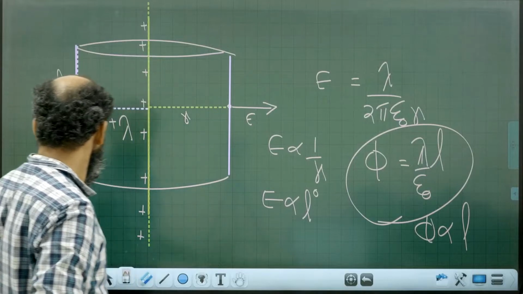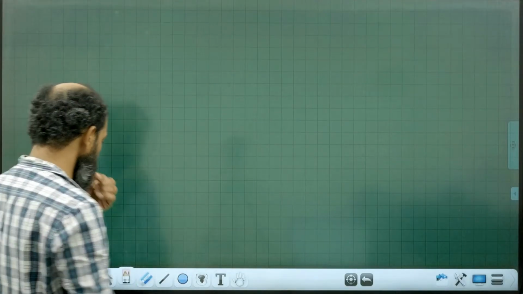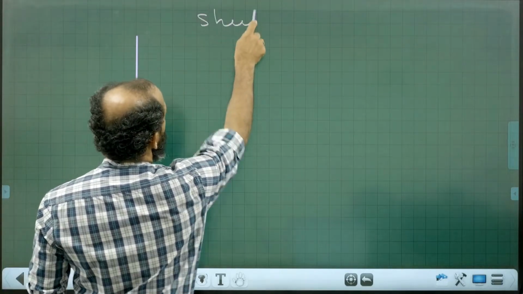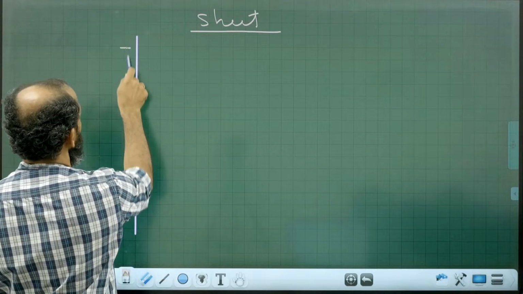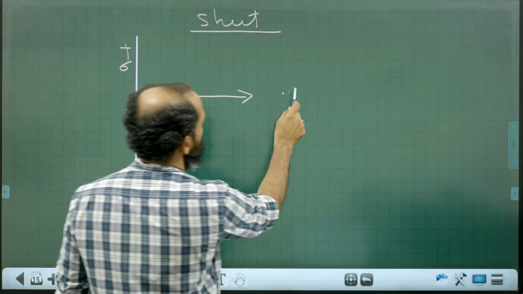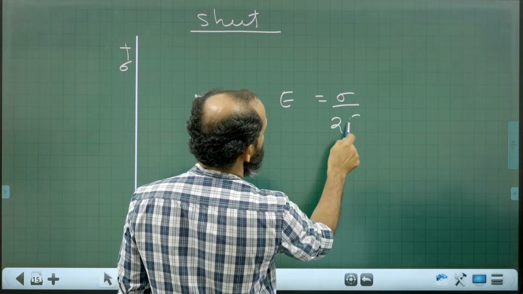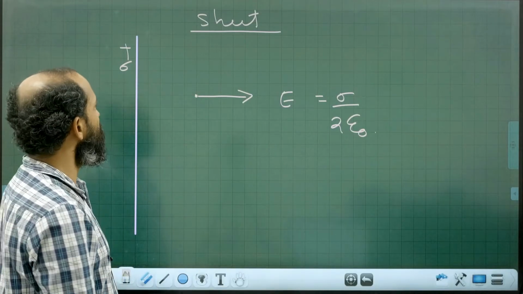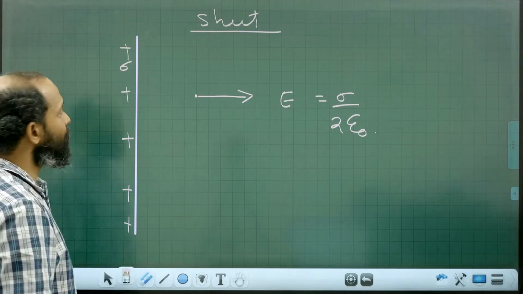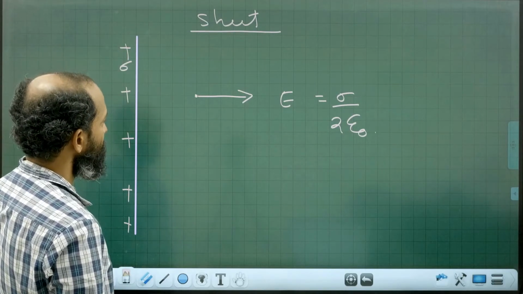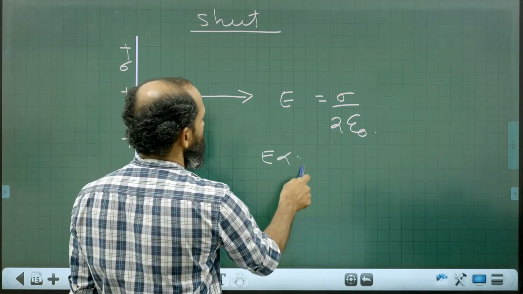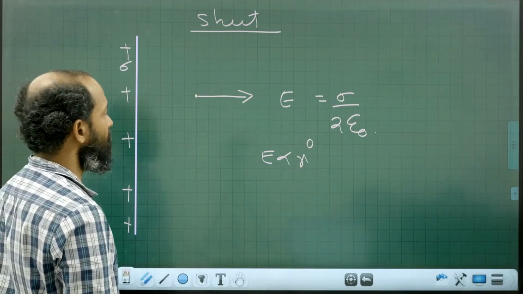This is the method. Another one, application of Gauss's law: infinite sheet of charge, having surface charge density plus sigma. The field at any point does not depend on distance. Field equals sigma by 2 epsilon 0. That is the field due to an infinite sheet of charge. That sheet carries charges distributed uniformly over one surface. And the field does not depend on the radial distance; field is proportional to r raised to 0.